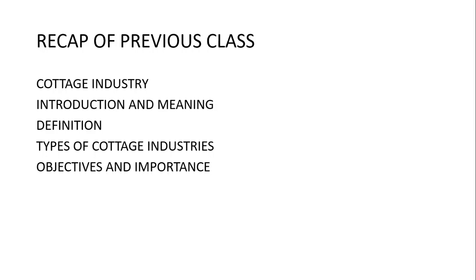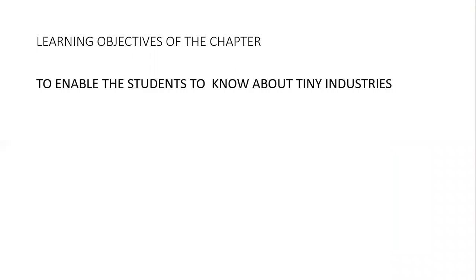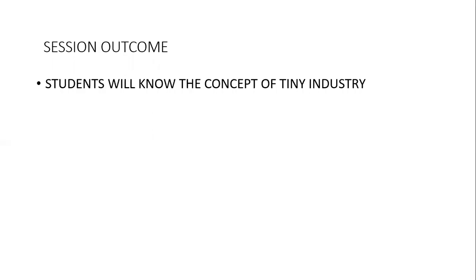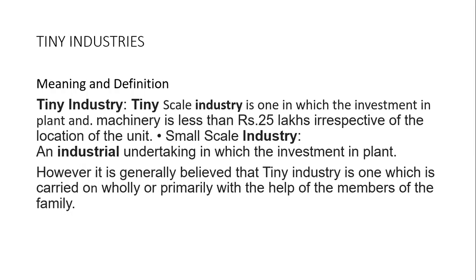So here we'll be seeing about tiny industries. In the last session, we saw what is meant by cottage industry, their introduction, meaning, definition, then types of cottage industries, then what are the objectives and importance. And here we'll be seeing a glance at tiny industries. The objective of this study is to make the students know about tiny industries. Then the outcome is to make the students understand the concept of tiny industry.